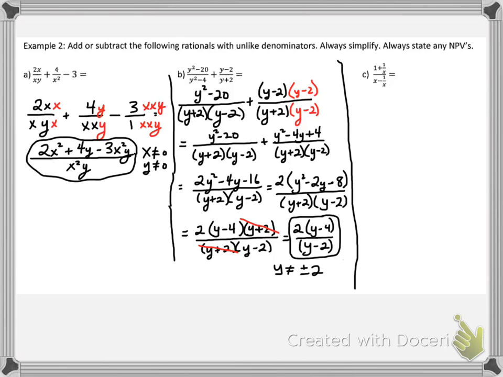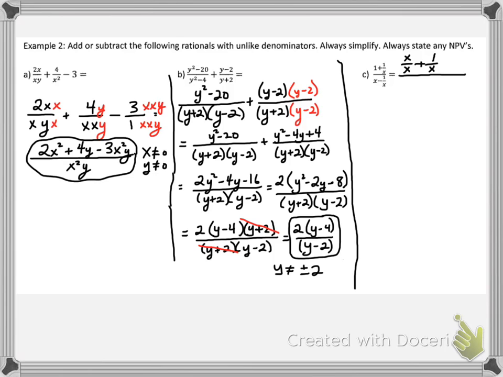Last one. I have x of 1 plus 1 over x on the top, x minus 1 over x on the bottom. I'm going to find a common denominator. The common denominator for the top would be x. So instead of expressing 1, I'm expressing it as x over x plus 1 over x.